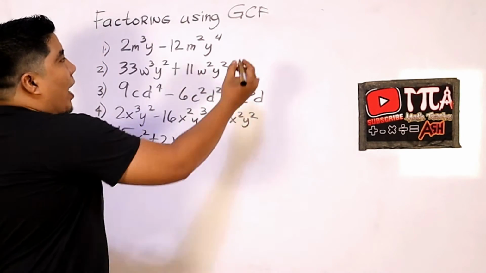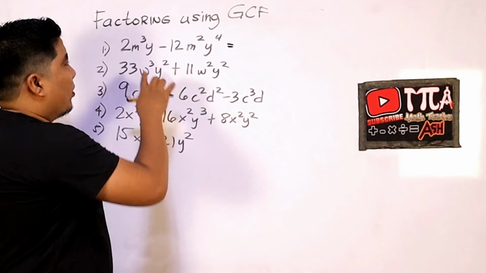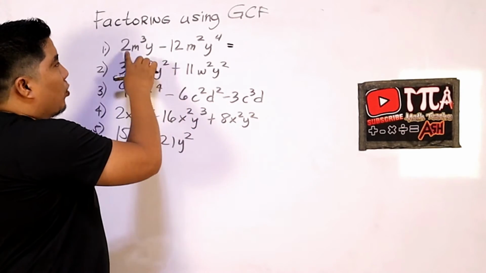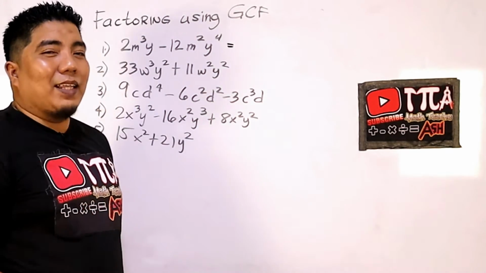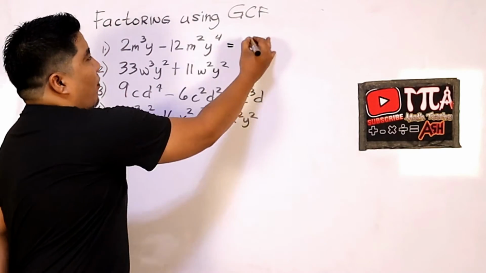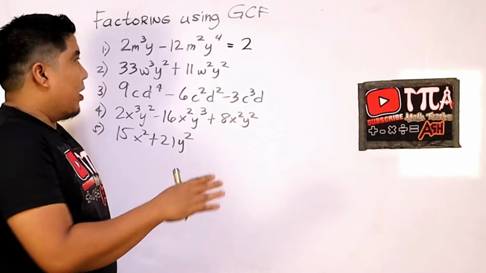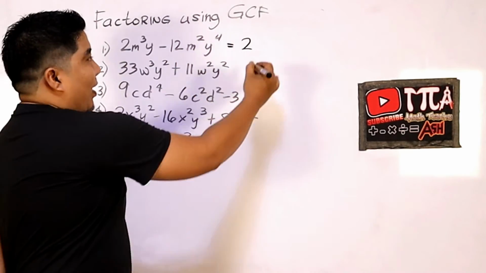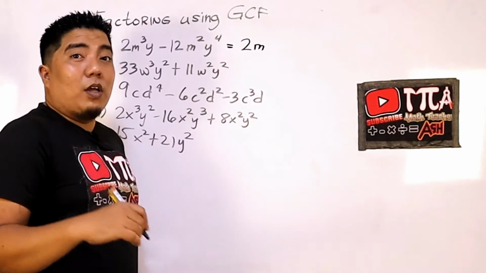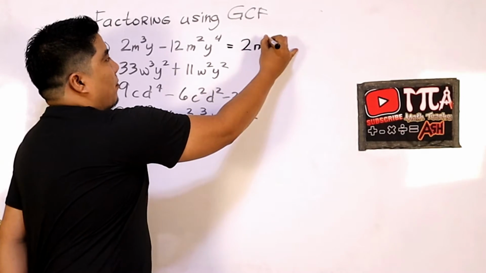Now, how do we factor this? The first factor is to look at the numbers, 2 and 12. So what is the factor of 2 and 12? Alright, the factor is 2. So therefore, you write 2 here. And then, for m, is there an m here? Yes. Is there an m here? Yes. You get m and you follow the lowest exponent. This is m cubed, this is m squared, so I will follow this one.